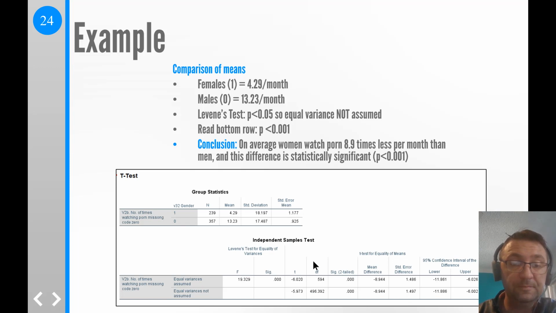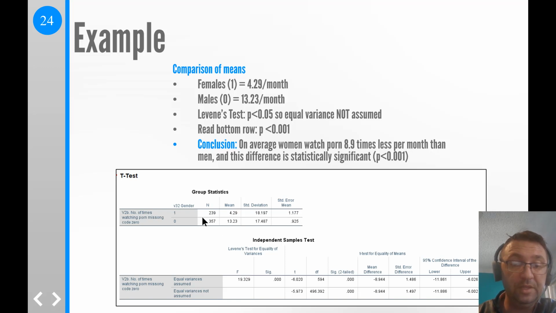So if we look here, we can see females are 1, males are 0. So we have 239 women and 357 men. And what do we have here? The mean number of times watching porn is, for women, about 4 times per month, and for men it's about 13 times per month.